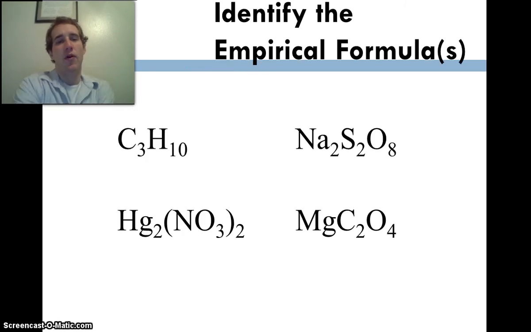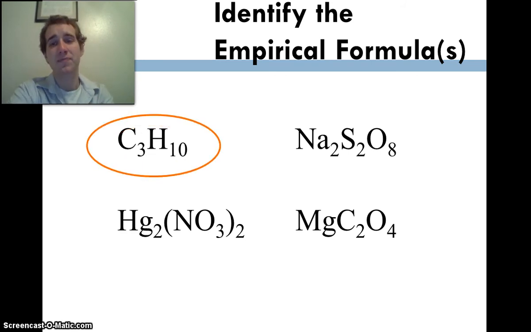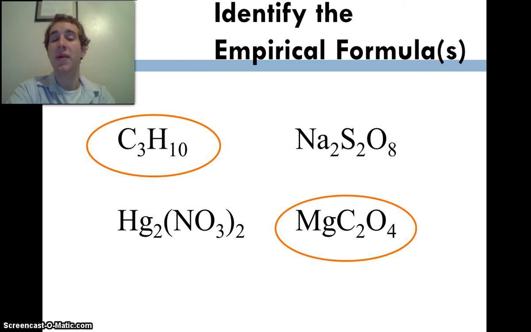So, all right, take a look at these four for me. Which of these four would be considered an empirical formula? Which one cannot be reduced? Well, I guess there could be more than one. Of the four choices, our first one cannot reduce, the 3 is a prime number. And the last one cannot reduce, magnesium is already at 1 and cannot be reduced further. These other two, the sodium, sulfur, and oxygen here, could all be reduced by a 2. Our mercury and nitrate could also be reduced by a 2. You could reduce both the Hg2 and the NO3 by 2. So empirical formula is the most reduced, the simplest form of our compound.